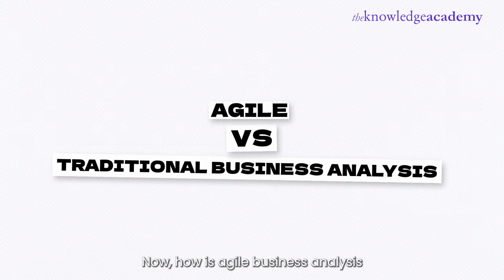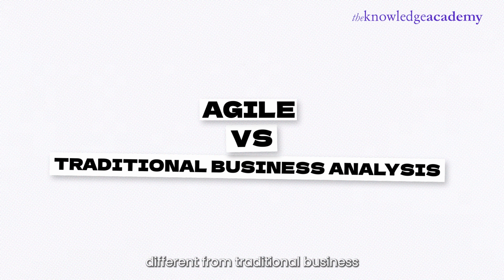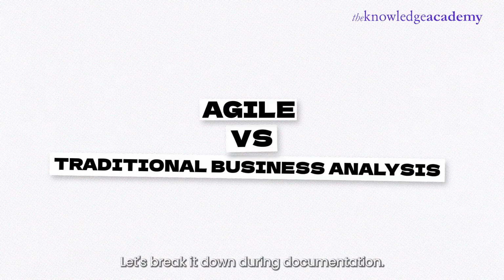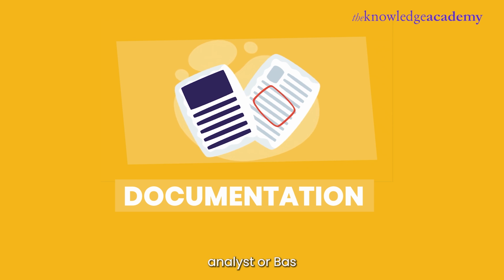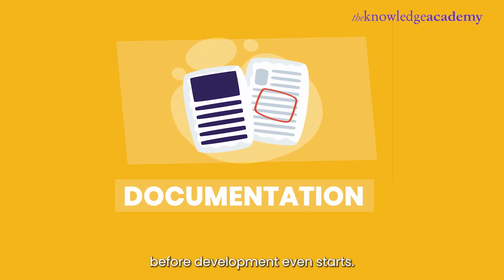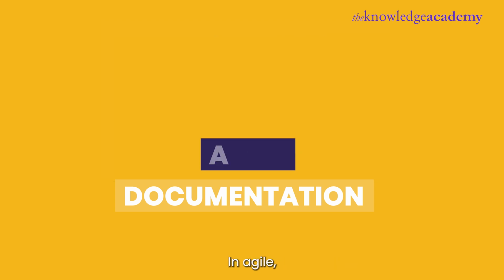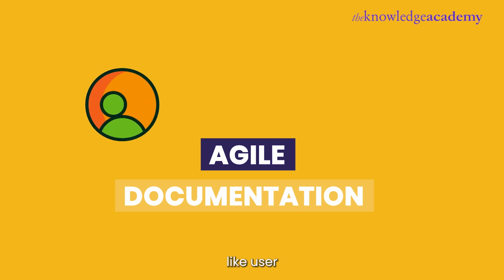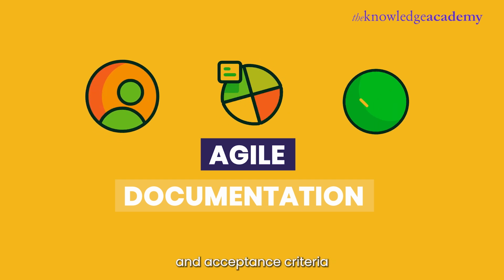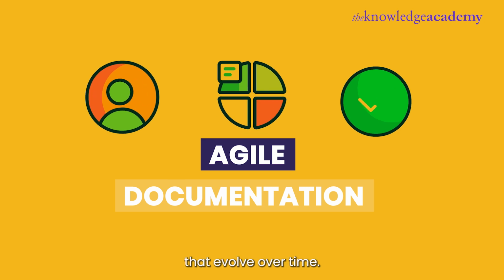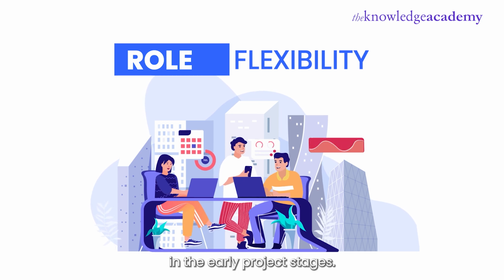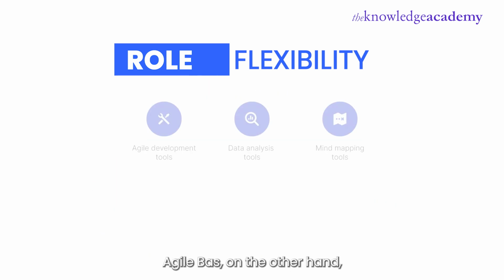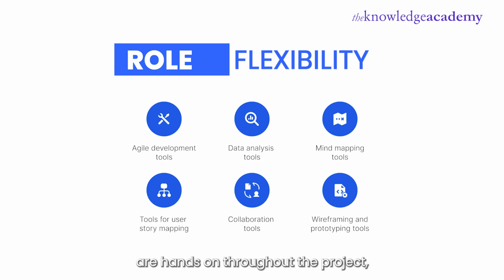Now, how is Agile Business Analysis different from traditional business analysis? Let's break it down. During documentation, in traditional methods, business analysts or BAs create long detailed documents before development even starts. In Agile, we focus on lightweight tools like user stories, backlogs, and acceptance criteria that evolve over time. Now, role flexibility. Traditional BAs are mainly involved in the early project stages. Agile BAs, on the other hand, are hands-on throughout the project, collaborating in every sprint.